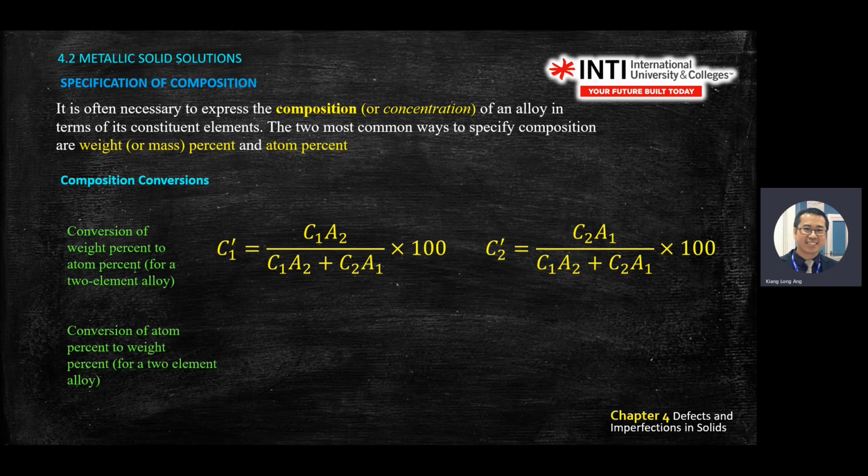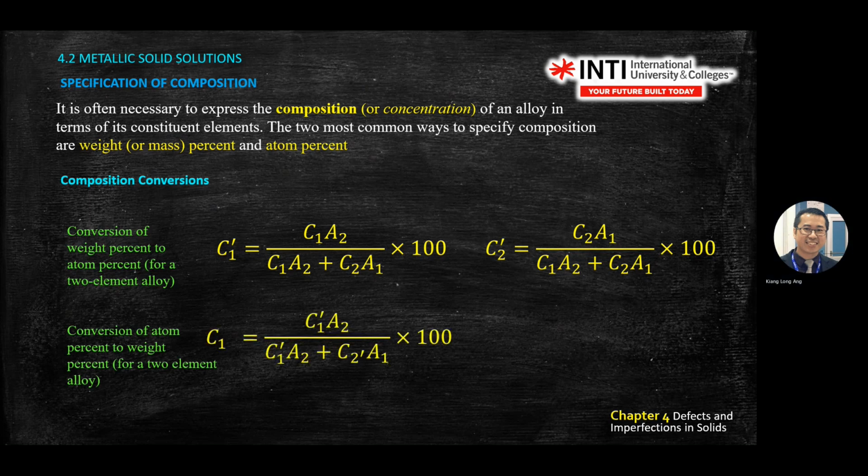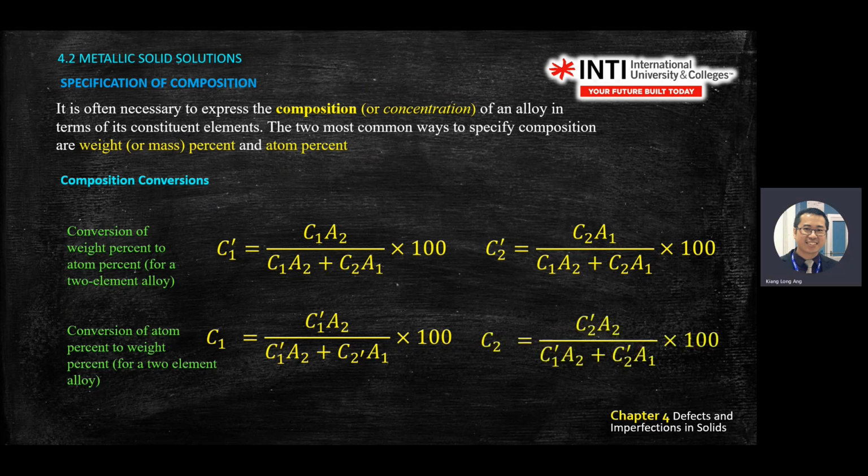Then if you want to do the reverse one, if you are given the atom percentage and you want to reverse back to the mass percentage, you change the C to C prime. You change the C1 to C prime 1. Same with this one, this is also C prime 2. Then you change the atomic weight accordingly.